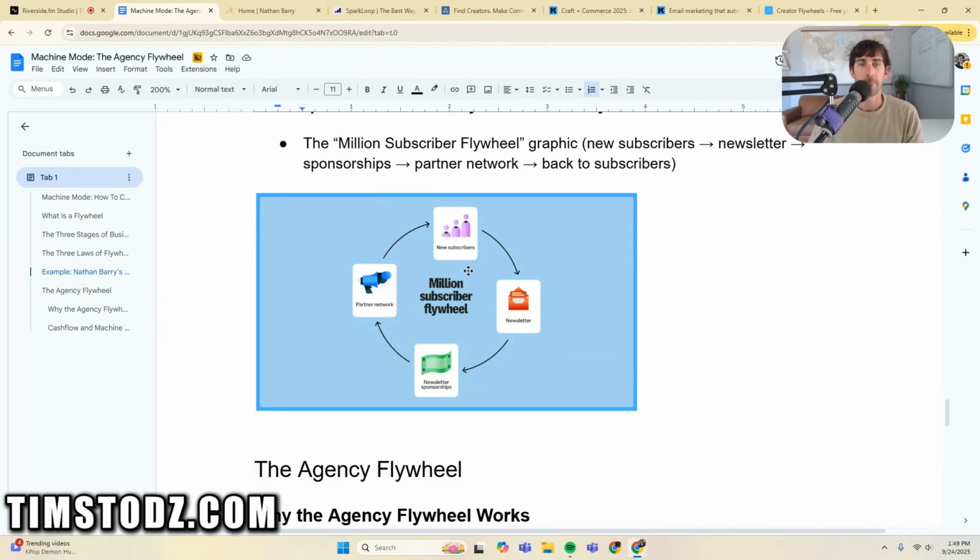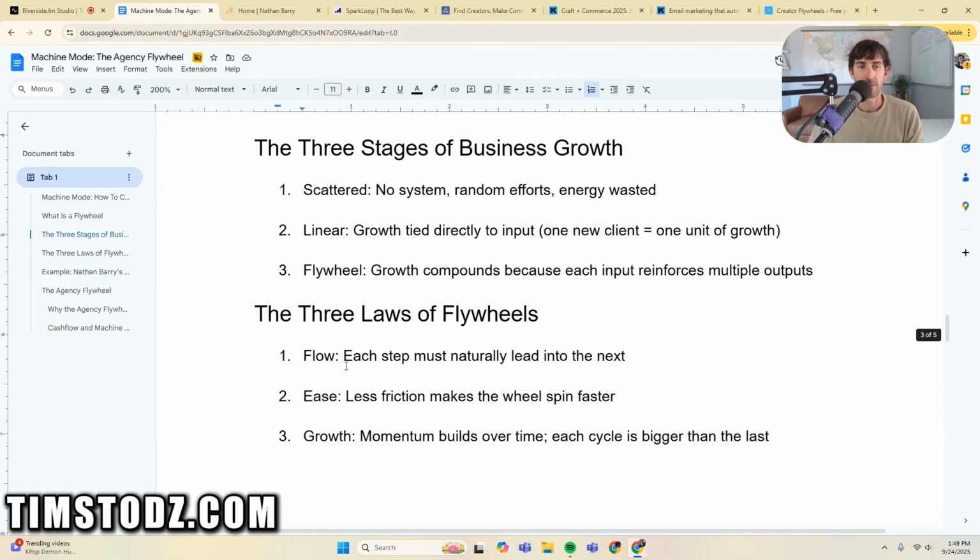So this fits the three laws, right? This fits the flow. Each one goes naturally into the next. This fits the ease. The less friction makes the wheel spin faster, and this fuels the growth where every cycle is bigger than the last.